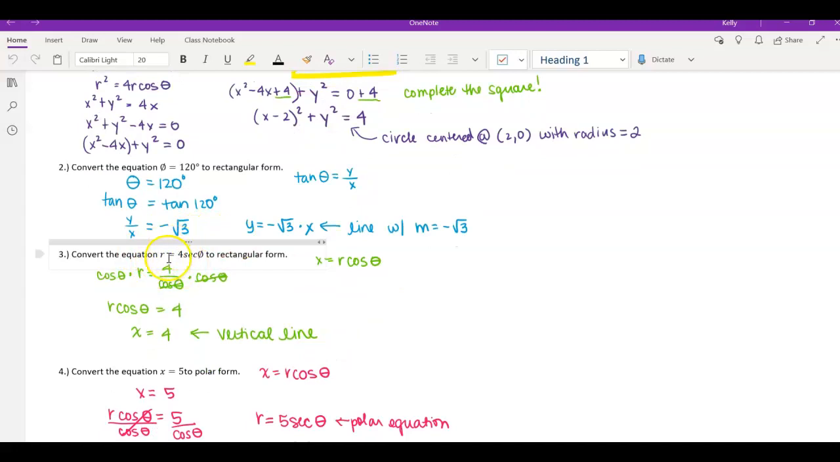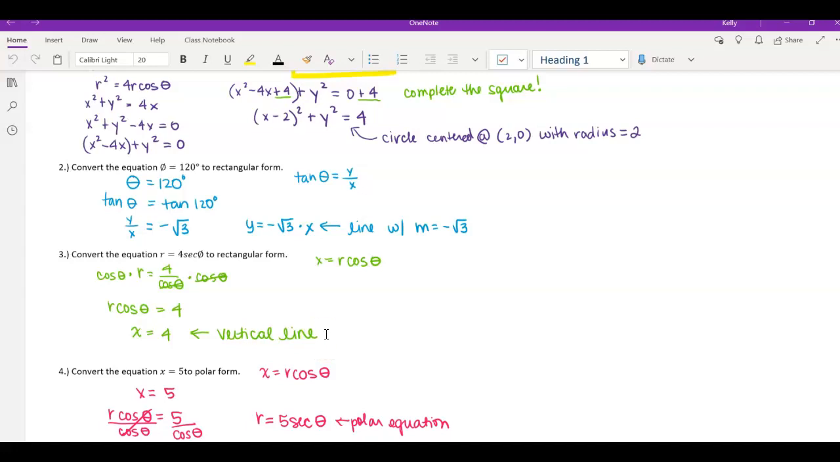All right, r equals 4 secant theta. First thing I'm going to do there is go ahead and change that to 4 over cosine theta. And then I'm going to multiply by cosine theta on both sides. That gives me that r cosine theta that I'm looking for to change that to an x. Plug in that x and I get x equals 4, which is a vertical line. So those are all your polar to rectangular examples.